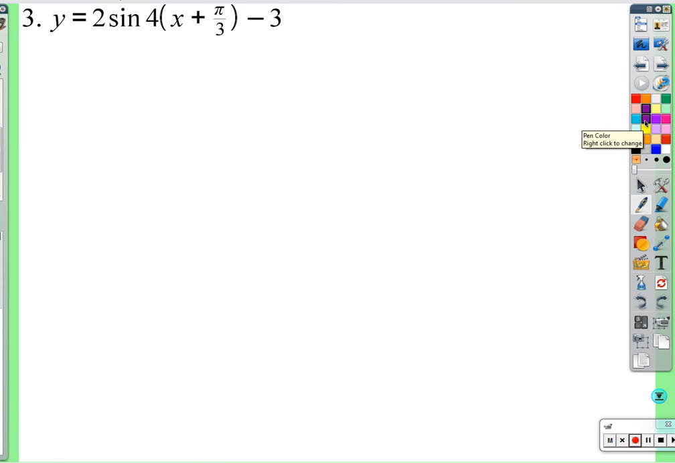So we get this sine wave. Starts out looking like that. But everything is changing. The period's going to change. It's going to shift up. It's going to shift left. It's going to get a different amplitude. Let's incorporate one of these changes.